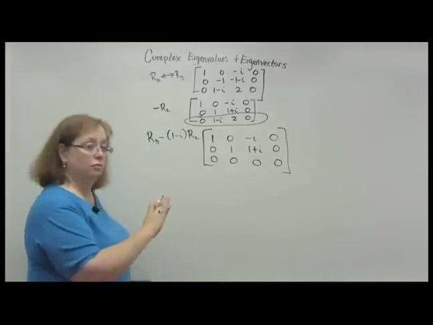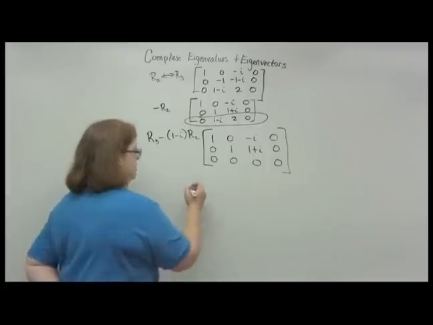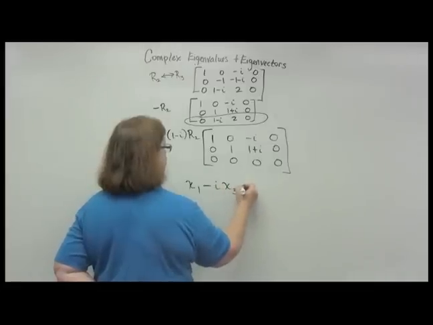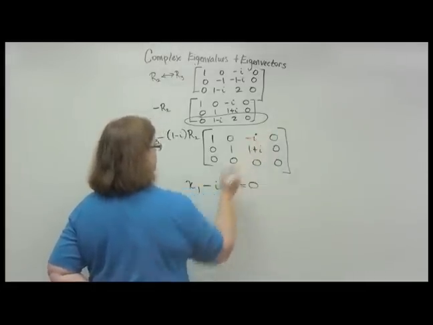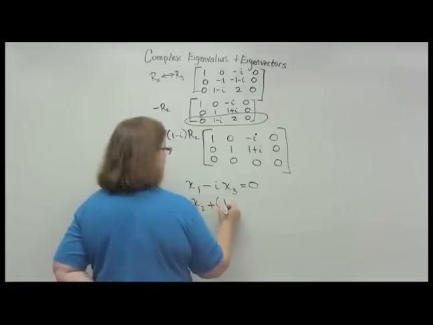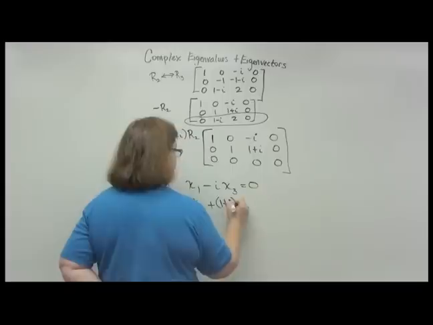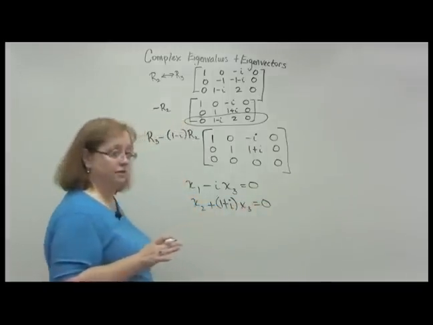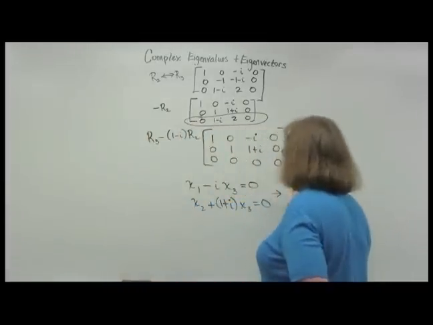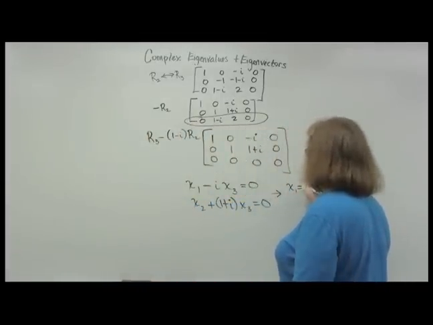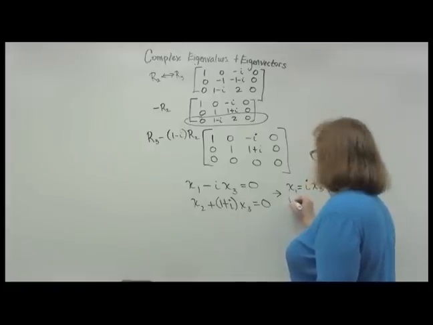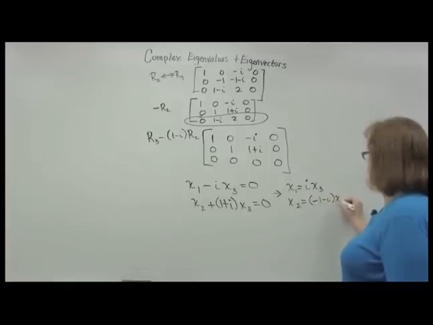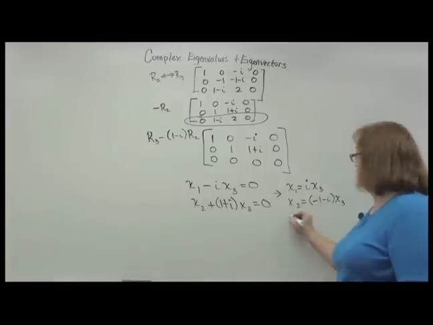Okay, so now I've got it in row reduced echelon form. Let's write out our equations. First equation, x sub 1 minus i times x sub 3 is 0. Second row, x sub 2 plus 1 plus i times x sub 3 is 0. Remember we always solve for the one on the left? Let's do that. This means x sub 1 is i x sub 3. X sub 2 is negative 1 minus i times x sub 3. And don't leave out x sub 3. X sub 3 is x sub 3.